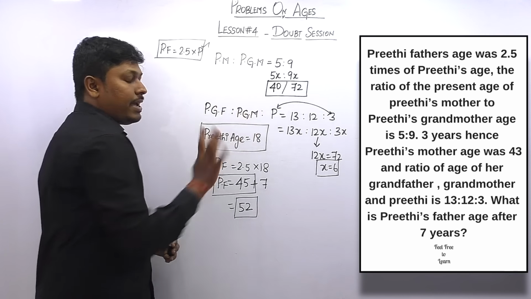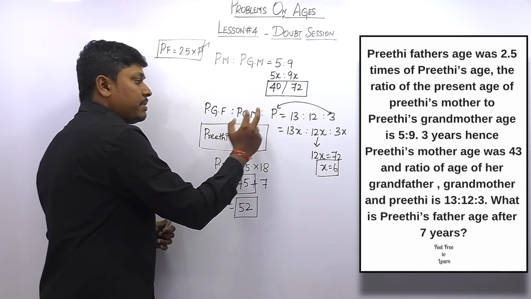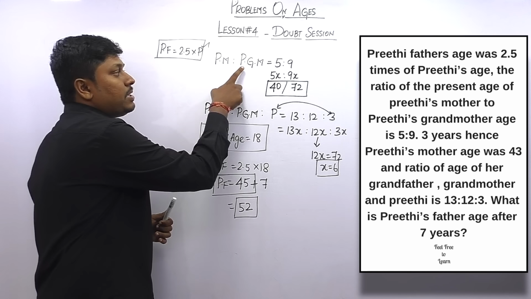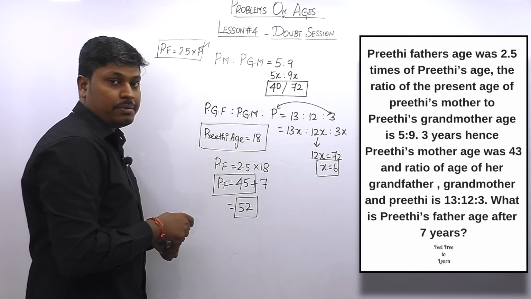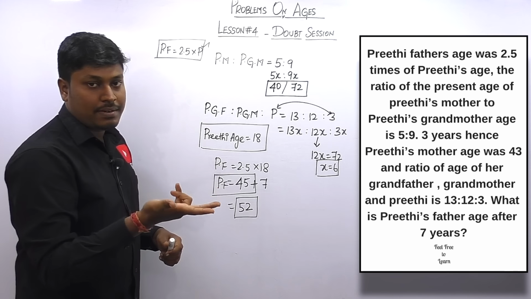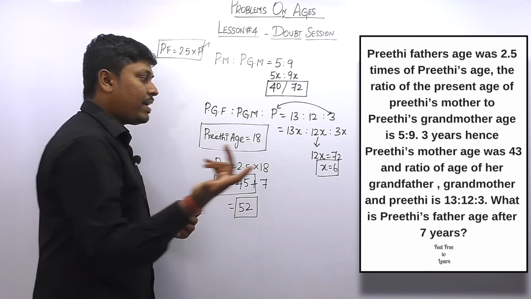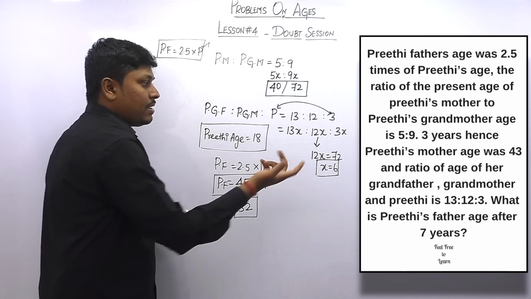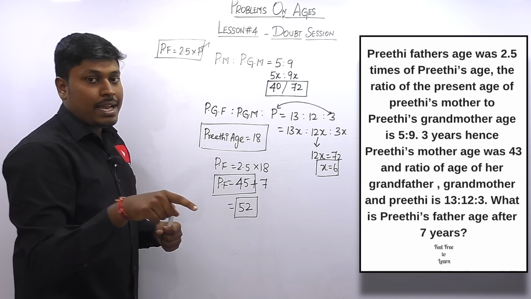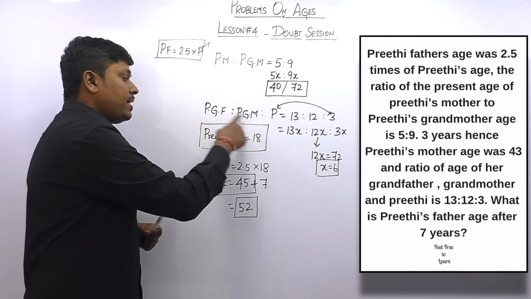And in the third point they have given a ratio for 3 persons, Preeti's grandfather, Preeti's grandmother and Preeti, in the ratio 13:12:3. We already know that Preeti's grandmother's age is 72, and here Preeti's grandmother's ratio is 12x. So 12x is equal to 72, x is equal to 6. So finally we got the value of x. We already know that Preeti is in ratio 3x, so 3 into 6 will be 18. So finally we found Preeti's age is 18.